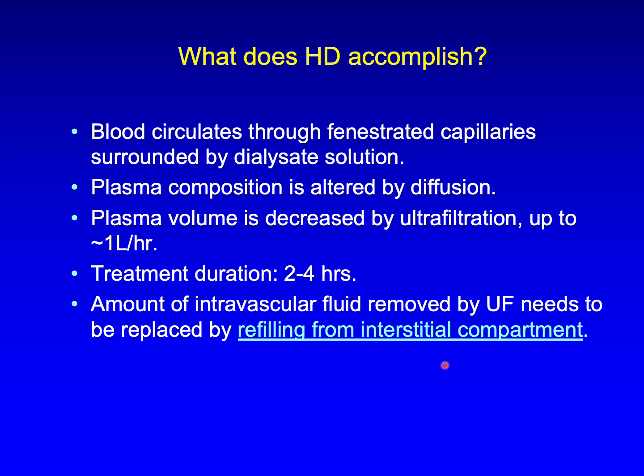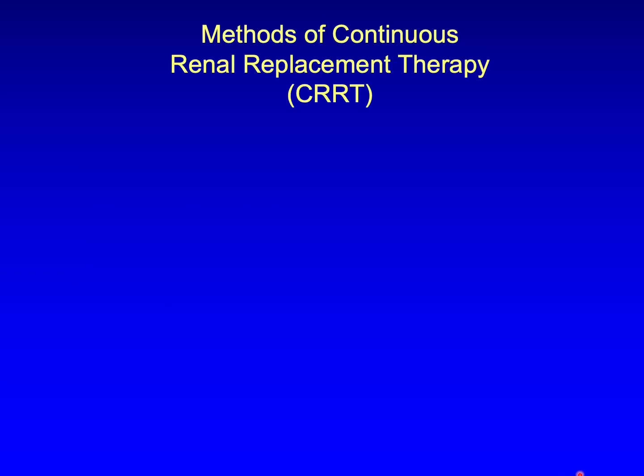And for that reason, in 1977, continuous rather than intermittent methods of renal replacement therapy were first developed that essentially spread the procedure of dialysis over 24 hours instead of doing it all in 4. Today, the main methods of continuous RRT, or CRRT, that we use are called CVVH and CVVH-DF, and we'll look at a brief description of each.